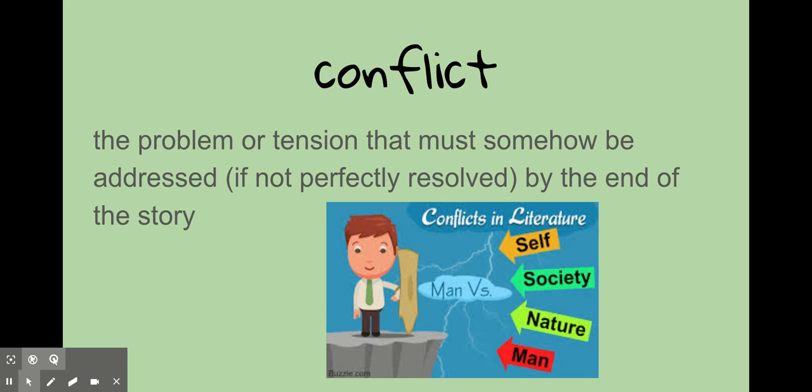All right, we're going to move on and talk about plot now. So the most important word to know when it comes to plot is conflict. Conflict is the problem or tension that must be addressed in the story. And it has to come to some sort of resolution, if not perfect resolution. It has to come to some sort of end by the end of the story. Without a conflict, the story is pointless.